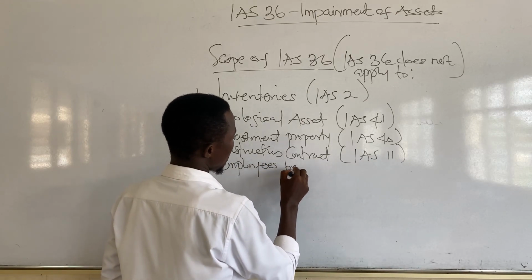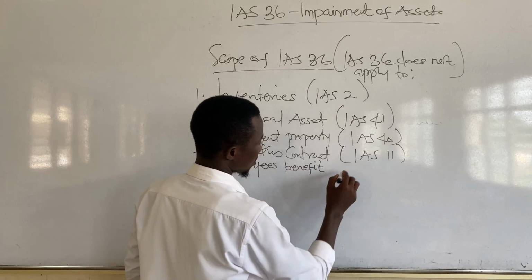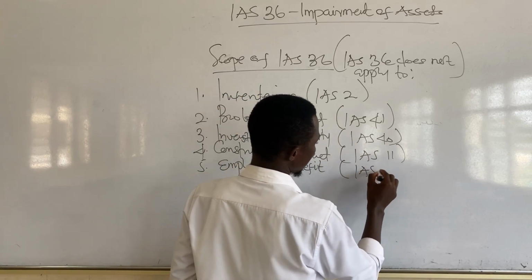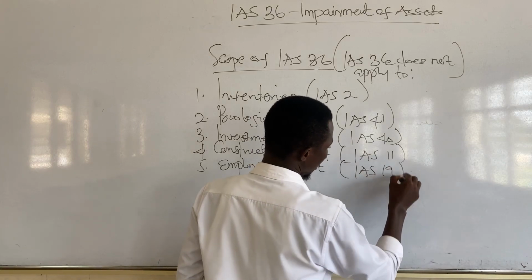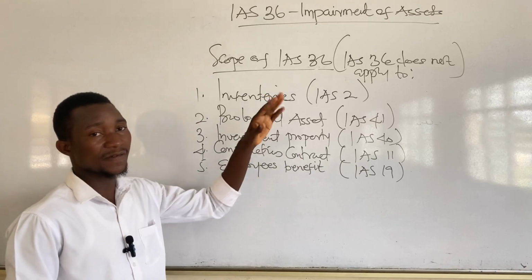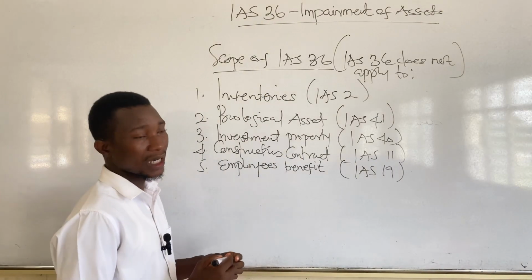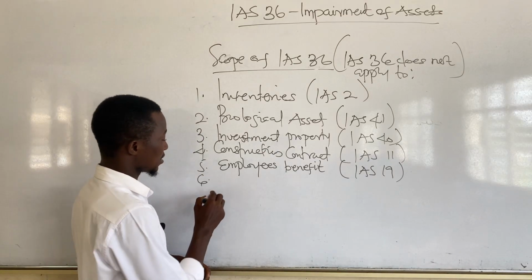Employee benefits. That is IAS 19. So an asset arising from employee benefits, we can test for impairment as well. Is this clear? And we can also talk about deferred tax assets.